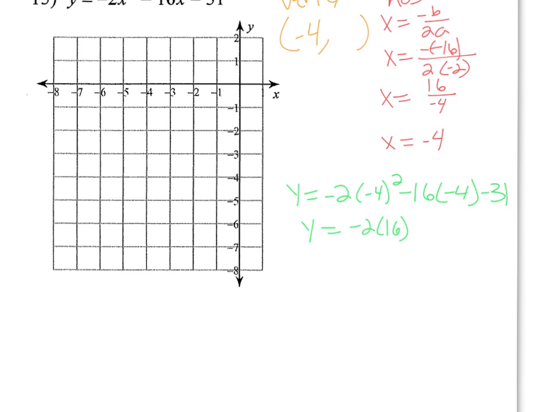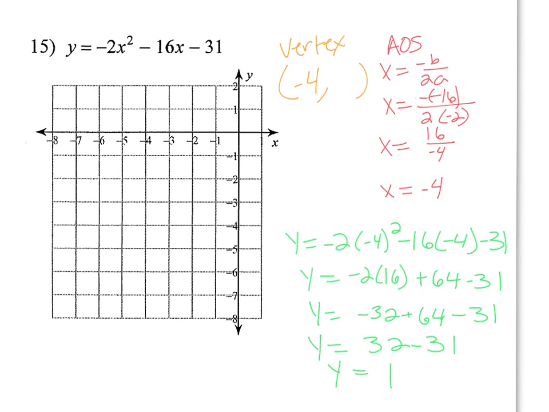plus 64 minus 31. So some big numbers, but we can compute them. So this would be negative 32 plus 64 minus 31. Next, y equals 32 minus 31. Very convenient again, just like the other example I did, but we get y equals 1.